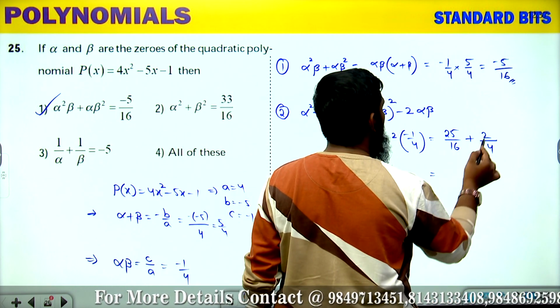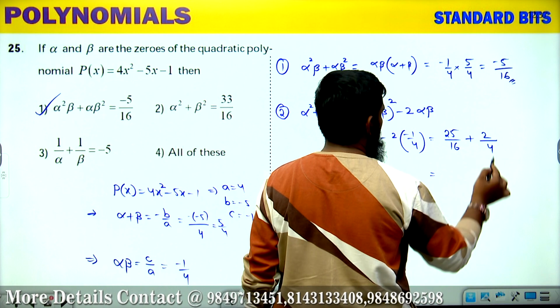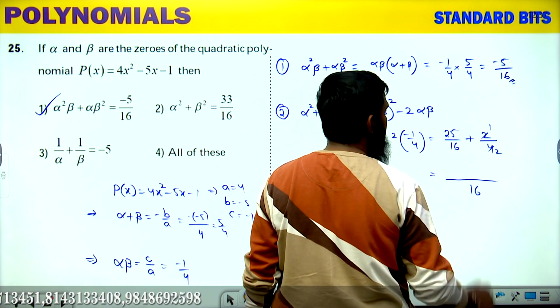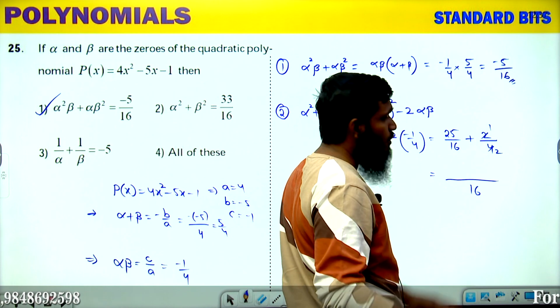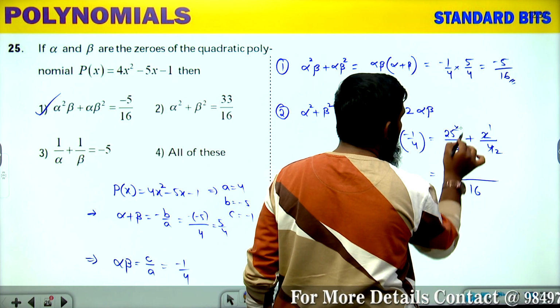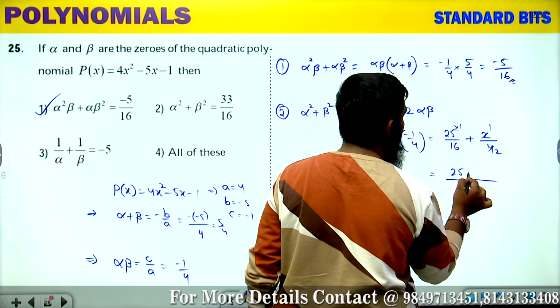If you are taking out the LCM, or else we can do 2 ones are 2, 2 twos are 4 also. What is the LCM we are getting over here? 16. 16 is the LCM. Then same concept, in 16 table 16 means 1. So into 1 we have to write, into 1, 25 ones are 25 plus.